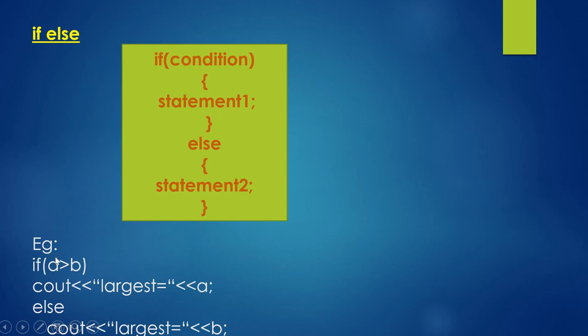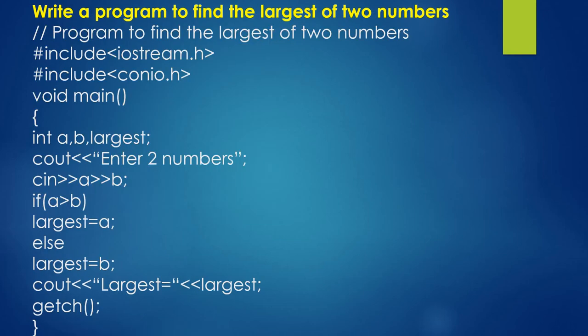Then if this condition is wrong, that is if A is less than or equal to B, then which one will execute? Largest is equal to B. This else part is executing. Condition true means this first block will execute. If the condition is false, the else block will execute. That is the if else statement.